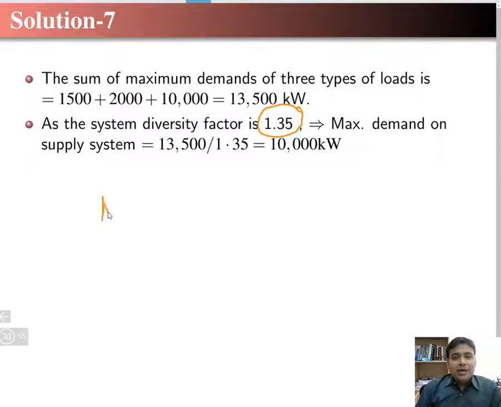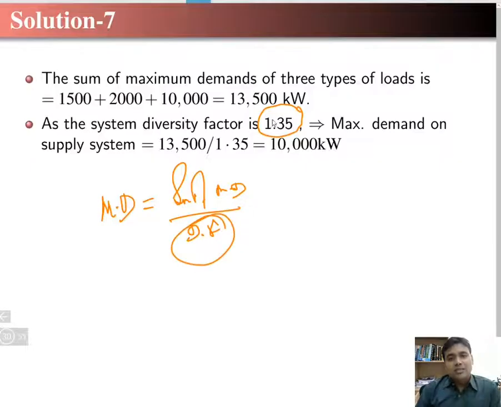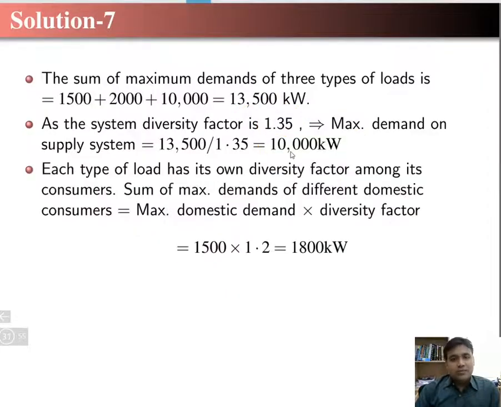It means the maximum demand is equal to the sum of total maximum demand divided by the diversity factor, because the formula for diversity factor is sum of maximum demand by maximum demand on the system. So 1.35 is the diversity factor of the total group. 13,500 is basically the sum of connected loads or maximum demand. So you'll get 10,000 kilowatt as the system maximum demand of the supply system.